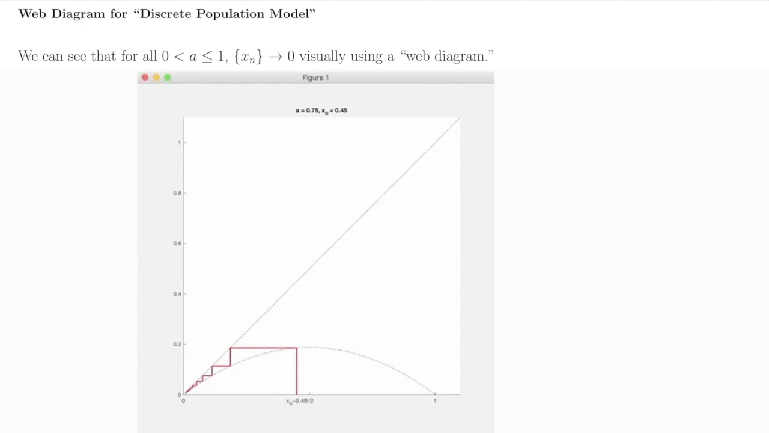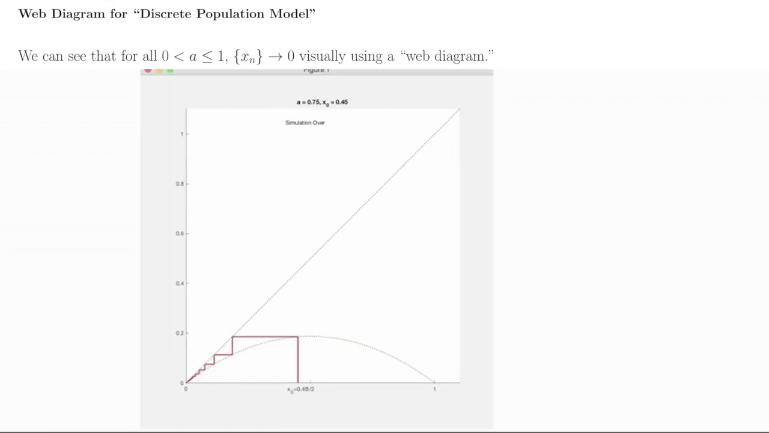Okay, so this movie shows the creation of the web diagram for a equals 0.75 and x naught equals 0.45. As you can see, we get funneled down towards the origin because our web diagram gets trapped between the line and the parabola. Let me do another one where a equals 1.